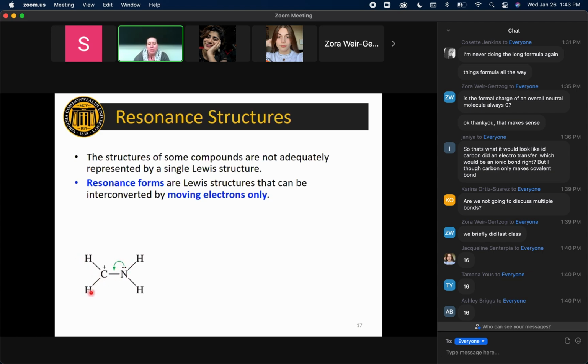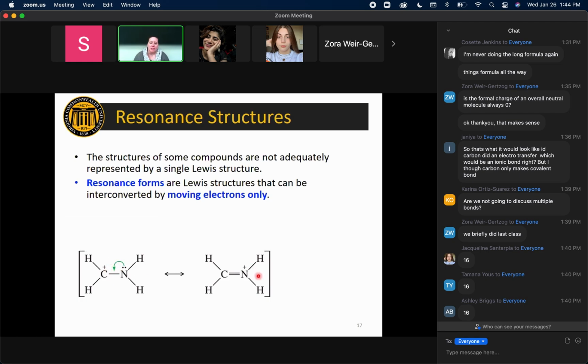You can't really move around single bonds because single bonds are what keep the molecule together as a molecule. But we can move around lone pairs and we can move around the multiple portion of multiple bonds. You'll see that in a couple of slides. So we can take this lone pair and instead of having it isolated on nitrogen, we can move it to be shared between carbon and nitrogen. And when we do that, we get a different Lewis structure for the same molecule. A different resonance structure for the same molecule.